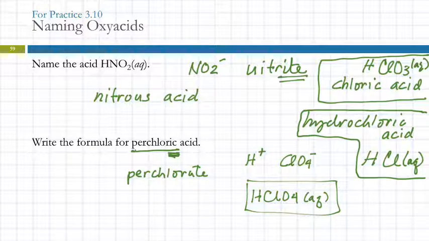So chloric acid and hydrochloric acid. Their names are similar, and their formulas are similar, but one has oxygen and one doesn't. Any questions?